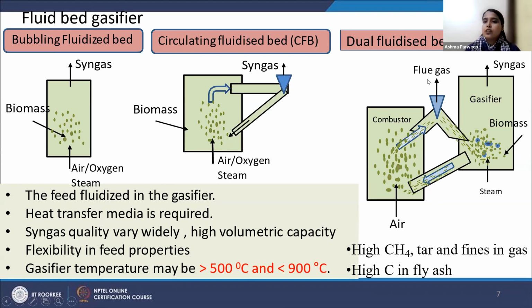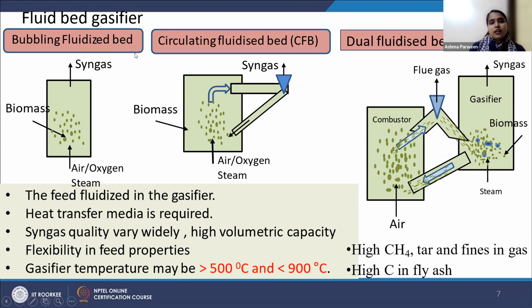And in dual fluidized bed, we have two different reactors. In one, we provide the air, and in the other, we provide the steam. So first, in the first reactor, air is provided, and the flue gas is taken to the second reactor, where again steam is provided and biomass is further broken down into smaller components, and syngas is taken out, and the rest of the biomass, which is not degraded, is sent back to the first reactor.